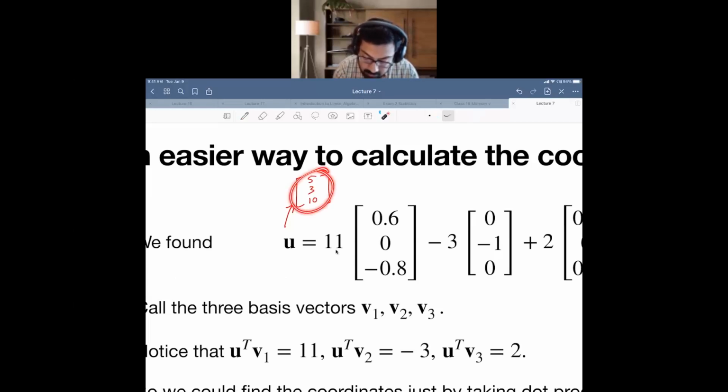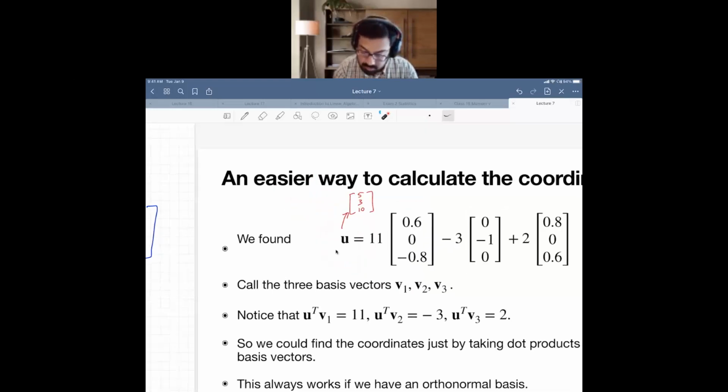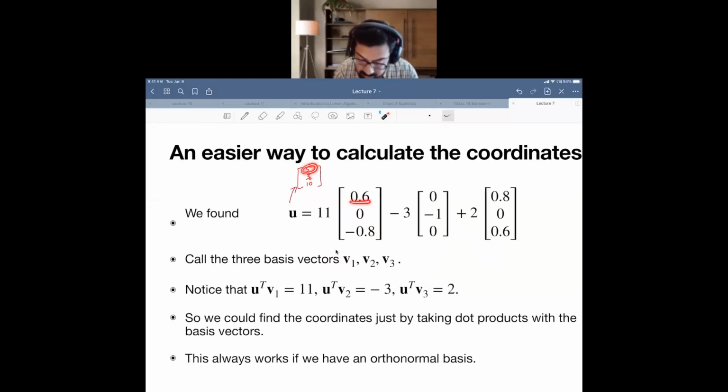And you find the dot product of this guy with this guy, v1, you get 11, right? So you can see 5 times 0.6 plus 3 times 0 plus 10 times negative 0.8 will give you 11. And similarly, if you do u transpose v2, project u onto v2, you're essentially finding the dot product of this guy with v2. What do you have? You have negative 3. And similarly for v3, you have 2. Essentially giving you the coordinates in a very, very quick manner, right?